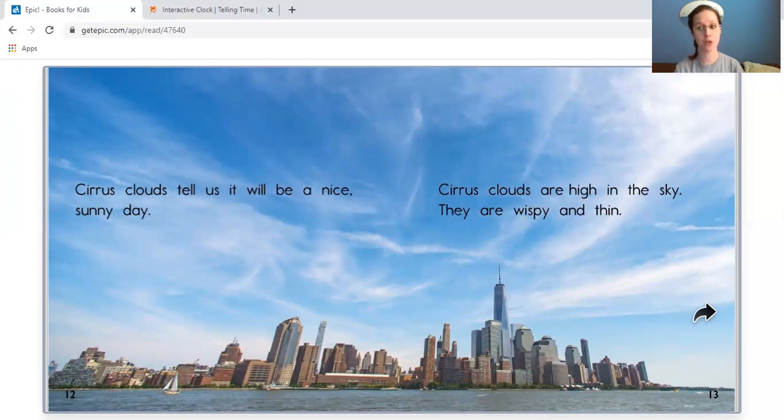And I have some motions for you again. So since it's thin and wispy and high in the sky, we're going to take our hands and put them up, and we're going to use a high, thin, wispy voice. You ready? And we're going to go cirrus clouds. You do that with me? Ready? Cirrus cloud. Good job. So that's the first type of cloud.